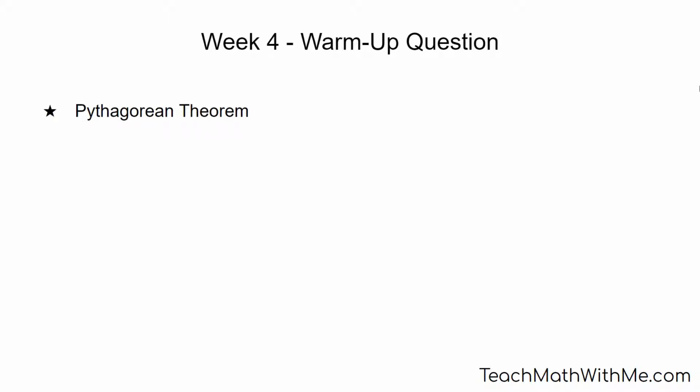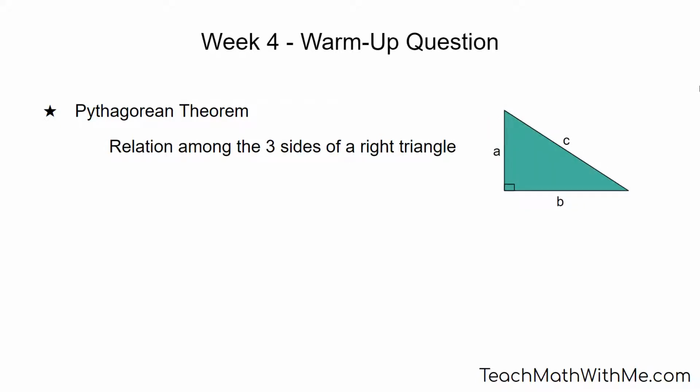First, we have the Pythagorean Theorem. Applications of the Pythagorean Theorem show up quite often on the ACT, so let's make sure we understand it. When we have a right triangle, there is a relationship between the two legs, labeled A and B, and the hypotenuse, labeled C. It's a squared plus b squared equals c squared. You're probably familiar with this.